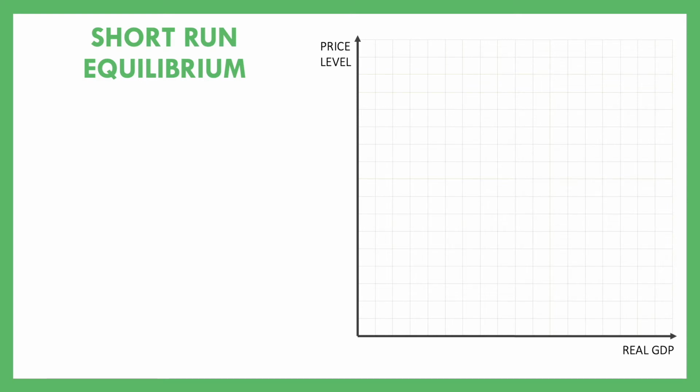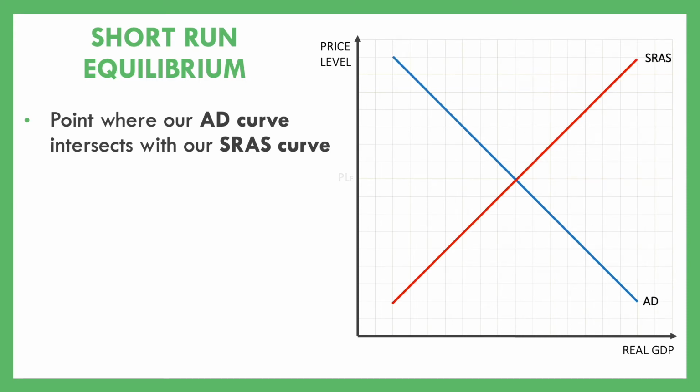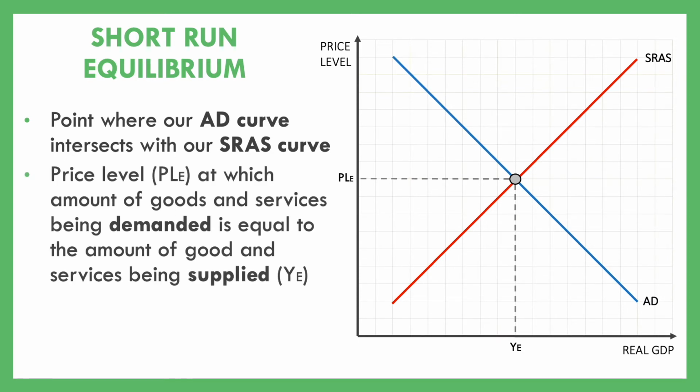Now, the first one is just our short run equilibrium. And our short run equilibrium is the point wherever we see that our aggregate demand curve intersects with our short run aggregate supply curve. So it's that point right there where our price level at our equilibrium and our output equilibrium, wherever we see that our short run aggregate supply is equal to our aggregate demand. Because what this represents is the amount of goods and services being demanded is exactly equal to the total dollar amount of goods and services being supplied. And so we see that the market clears.